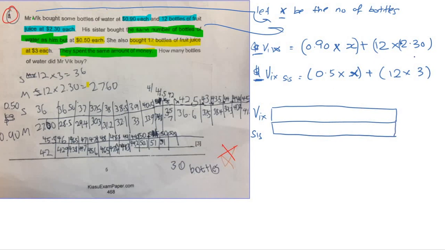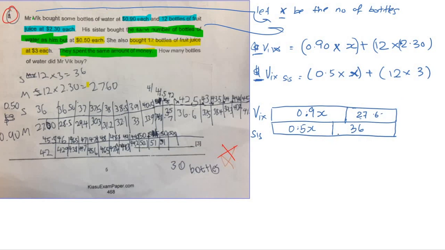Okay, cool. Over here, 12 times $2.30 will give me $27.60, so I put it here. Here, 0.9 times X is actually 0.9X. Simple. So the sister costs what? Over here, 12 times 3 will give me $36. But then here it will be 0.5X.